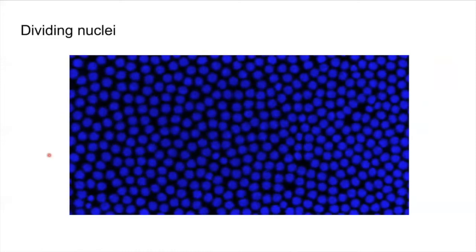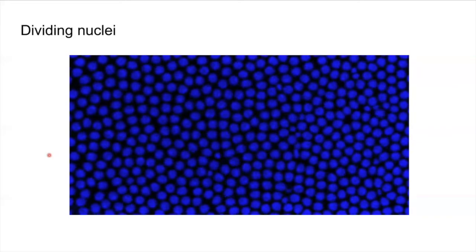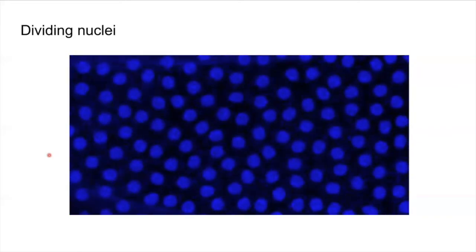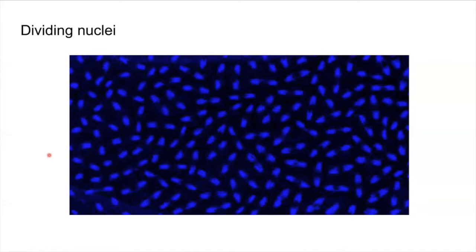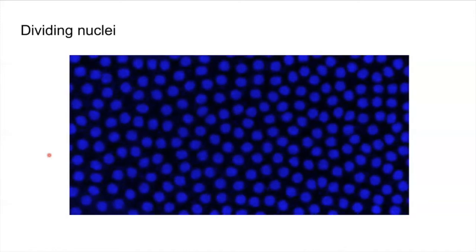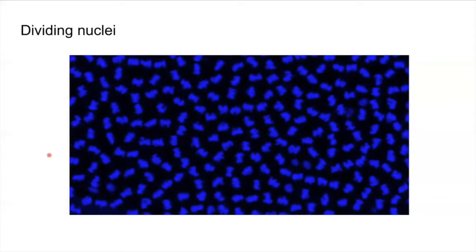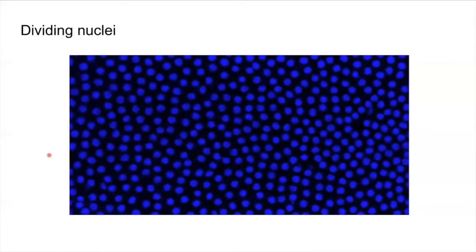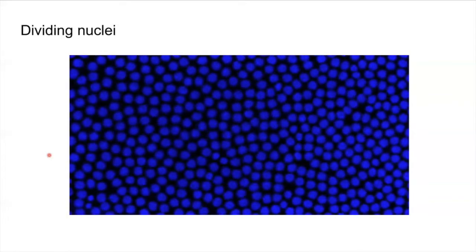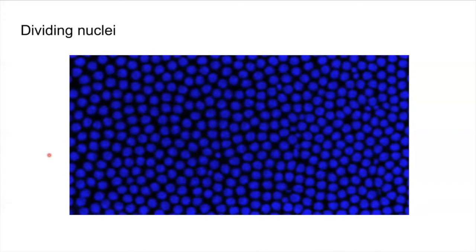This is a fluorescence movie that was created by the confocal microscope. It is a zoomed-in portion of the surface of the embryo. The blue you see is fluorescence from fluorescent proteins inside the nuclei. This movie shows the process of nuclear division.